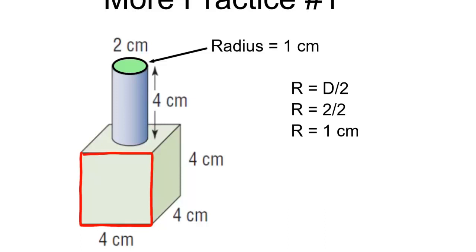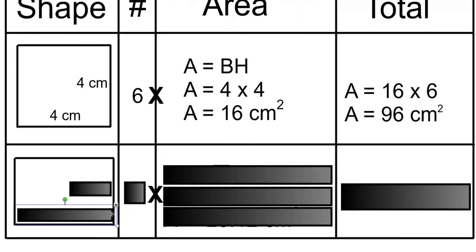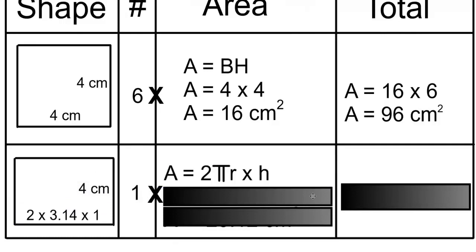Now we'll solve for the outside of the cylinder. We will not include the top or the bottom, as we've already included the top in the top face of the square prism. Again, if we were to unravel this, this would look like a rectangle. And the bottom of the rectangle, or the base, would be 2 times 3.14 times 1, and the height will be 4 centimeters. There's only one of those, so now we'll solve.